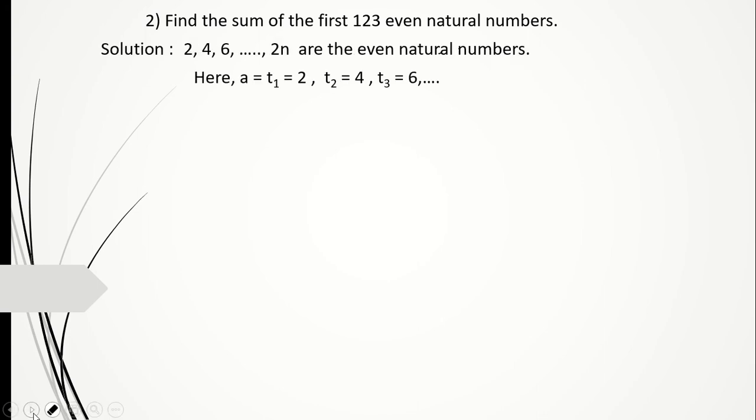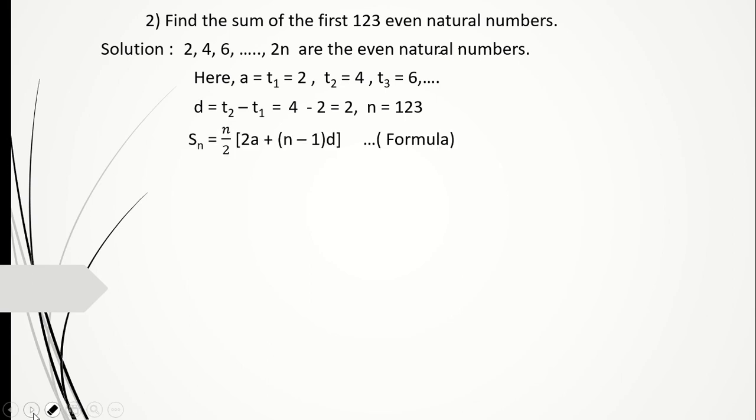Okay, these are the even natural numbers. A is 2. Difference, it is found like that, but we know it very easily that it is 2. N is 123. Then we write the SN formula, n by 2 in the bracket 2a plus n minus 1 d. Now just substitute. N is 123 upon 2. 2 into A is 2. Then 123 minus 1 into D. D is again 2.